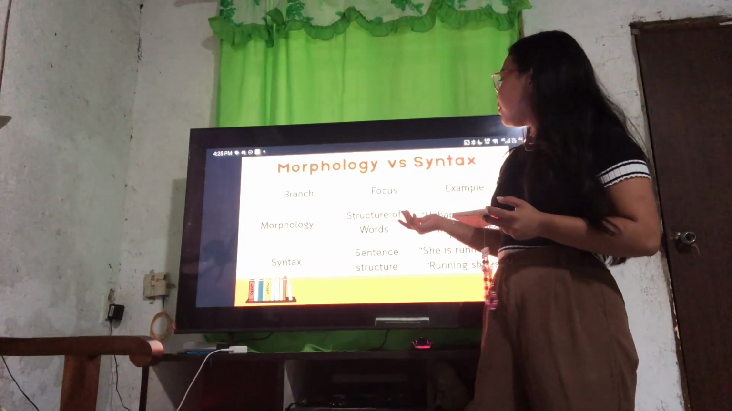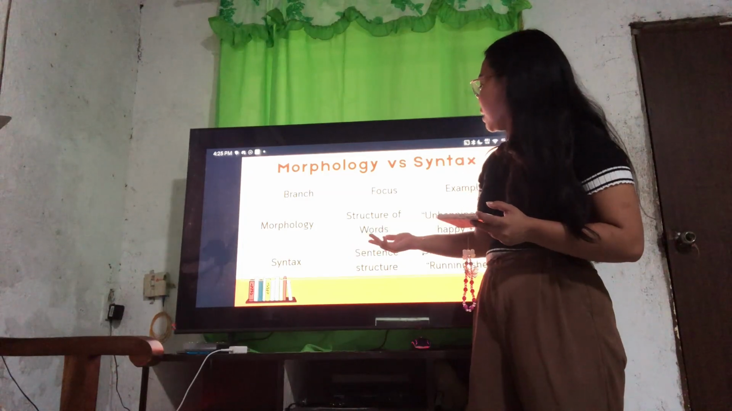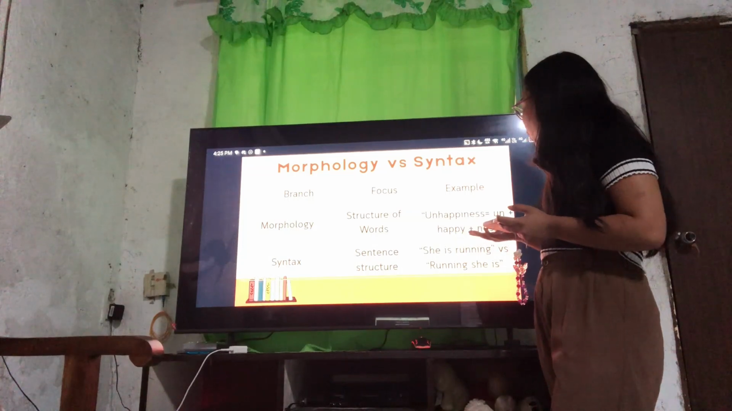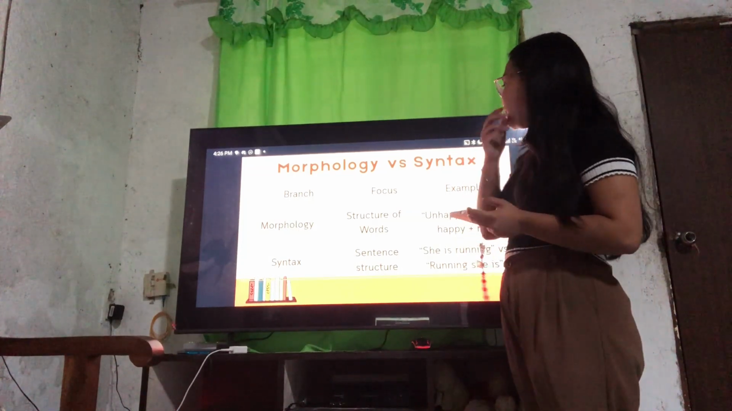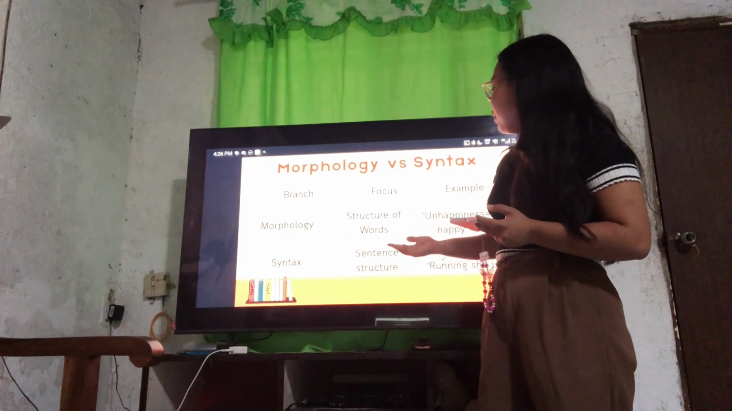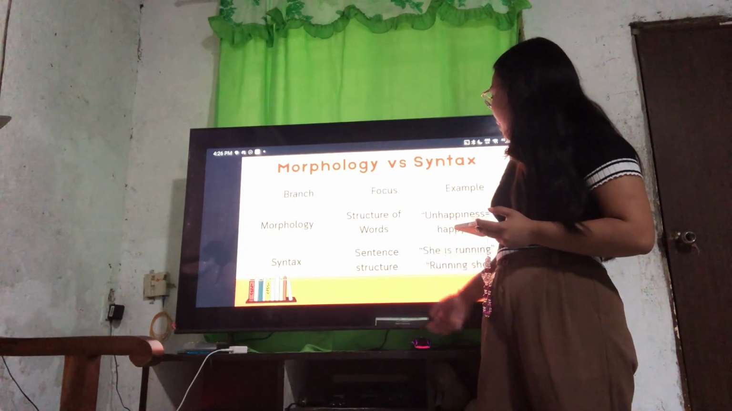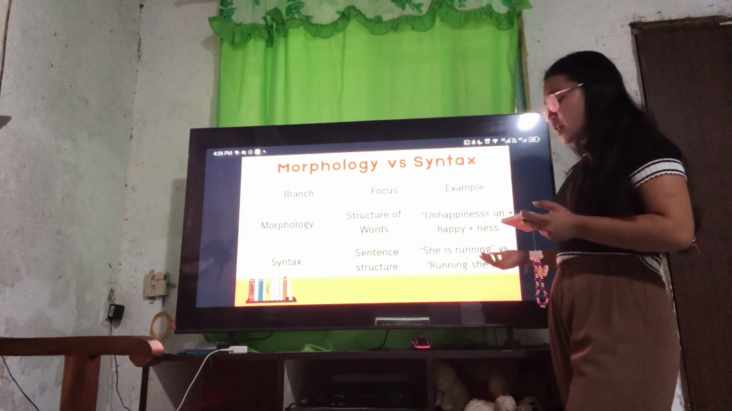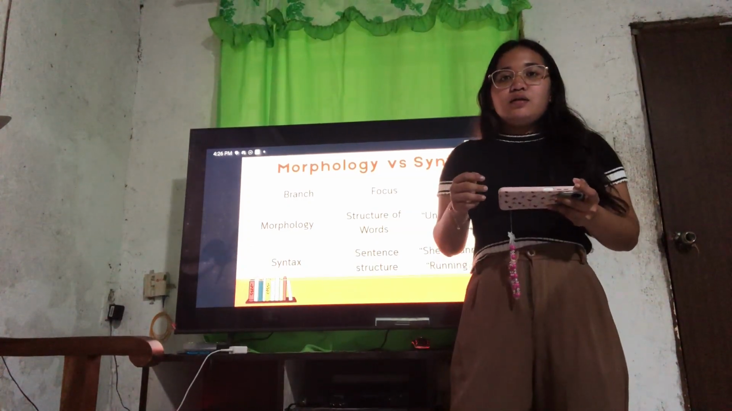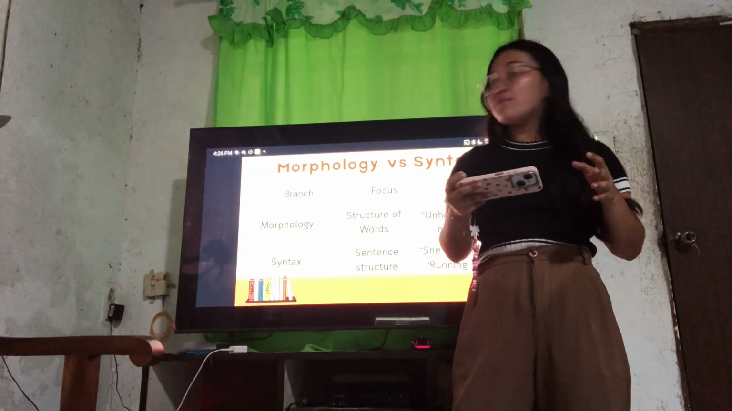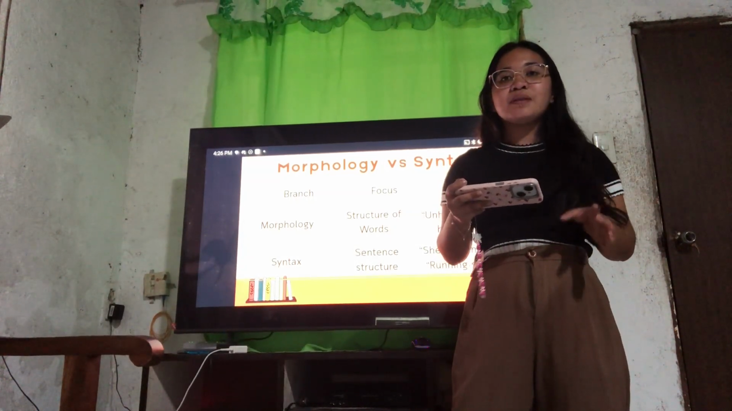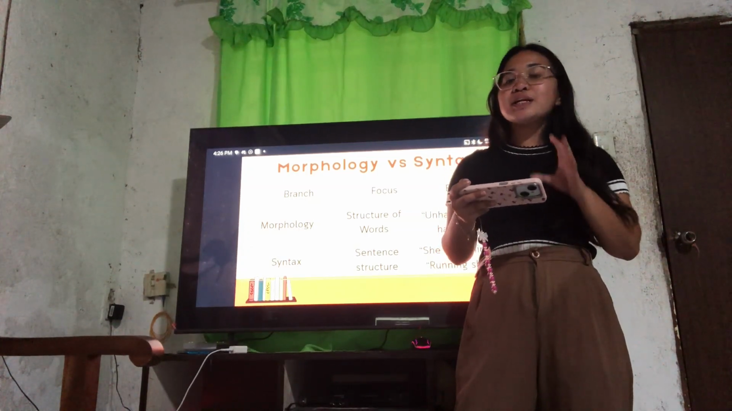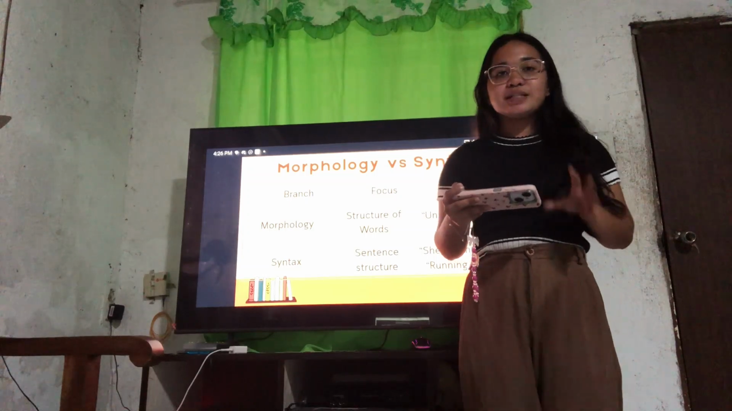Next one is morphology versus syntax. The focus of morphology is the structure of words. The example of morphology is unhappiness equals un plus happy plus ness. Next is syntax. The focus of syntax is sentence structure. And the example of syntax is "she is running" versus "running she is." Morphology: structure of words. Syntax: sentence structure.